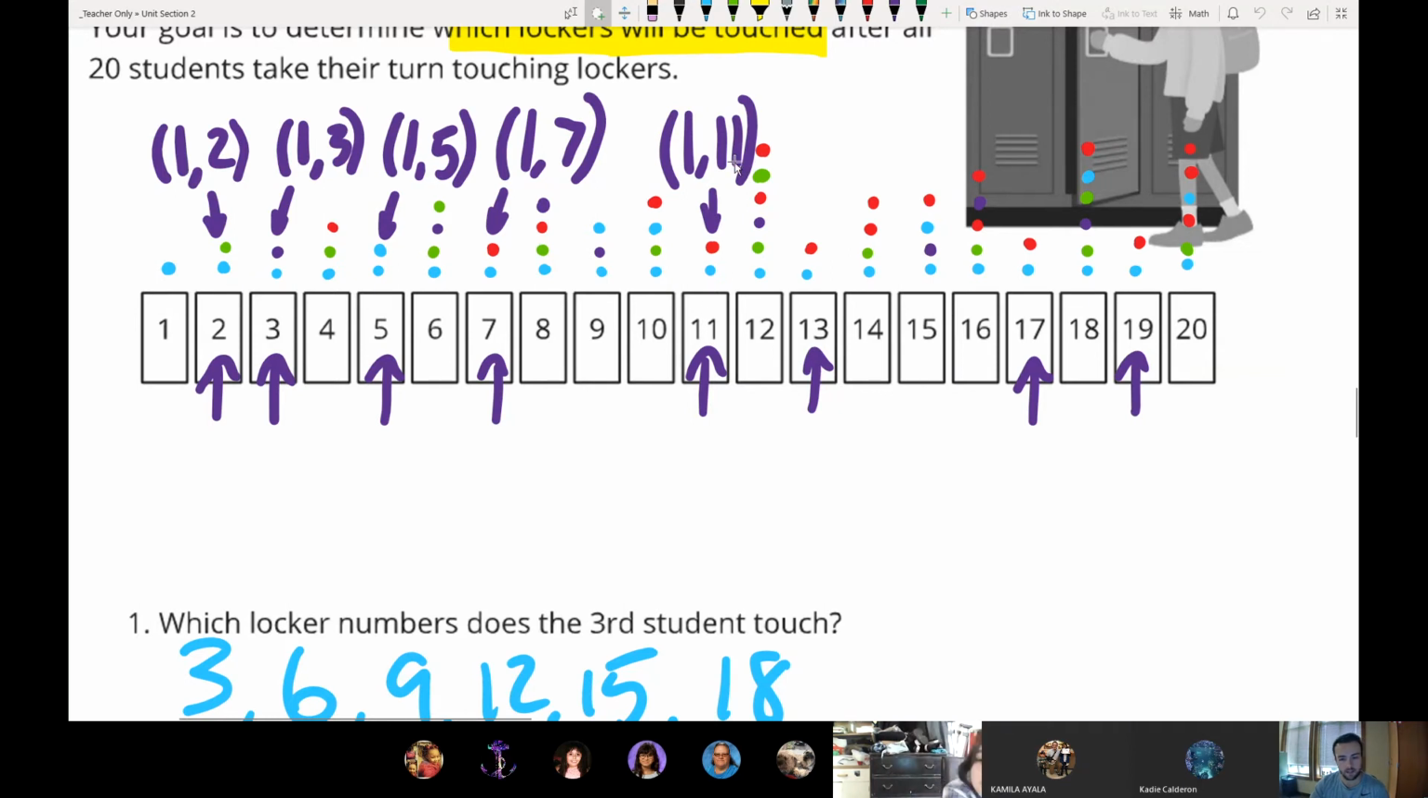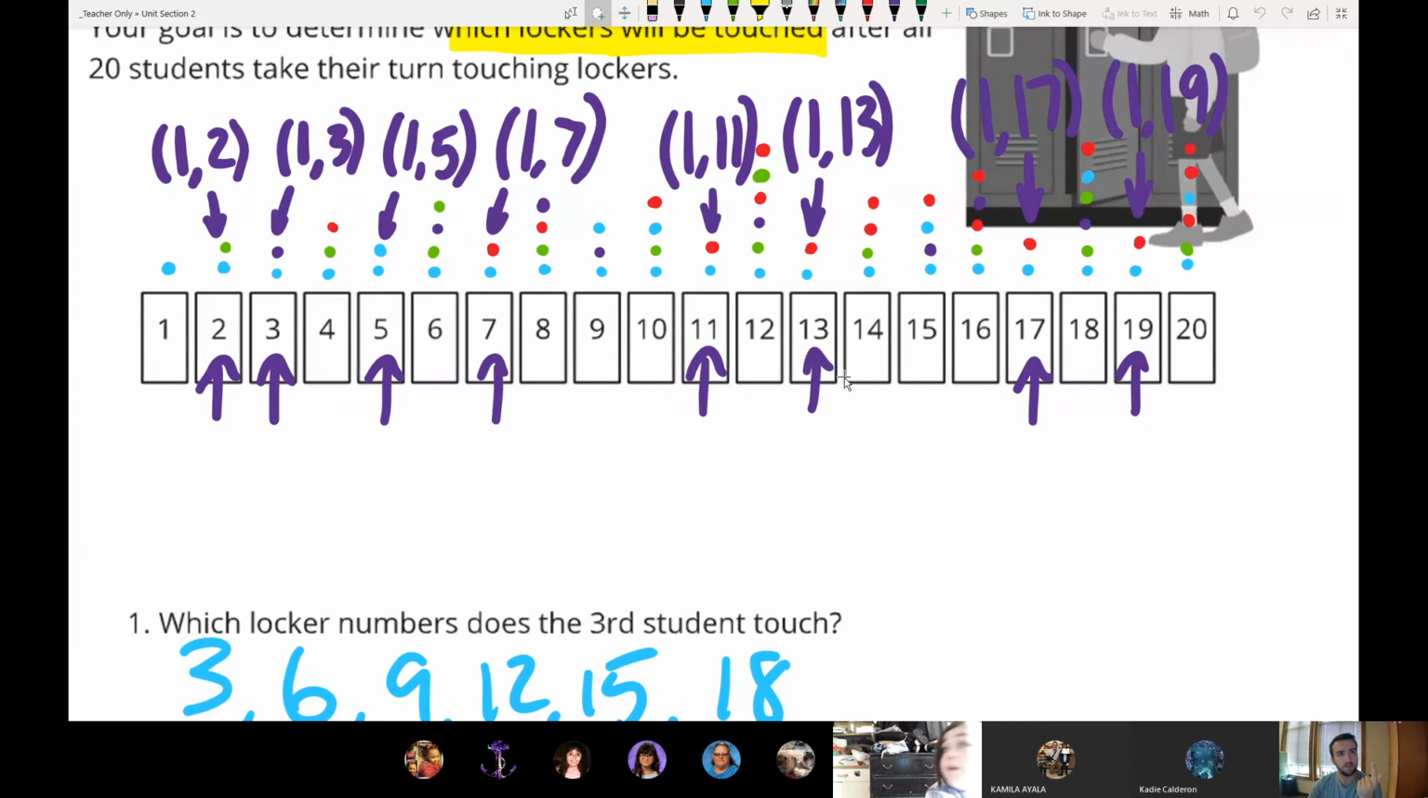All right, so we have the first and the 11th. And then for 13th, we have the first student touching it and the 13th student touching it. For the 17th locker, we have the first student touching it and the 17th student. And for 19th, we have the first student touching it and the 19th student touching it, right? Those are the lockers that only had 2 dots, only 2 touches. It was the first student and the number themselves. Okay.